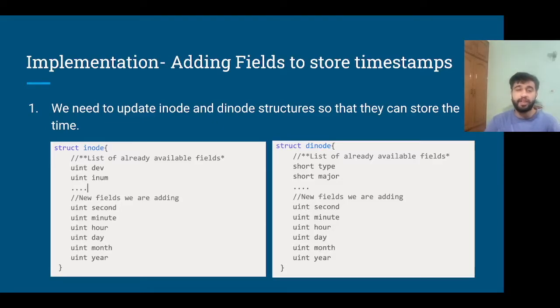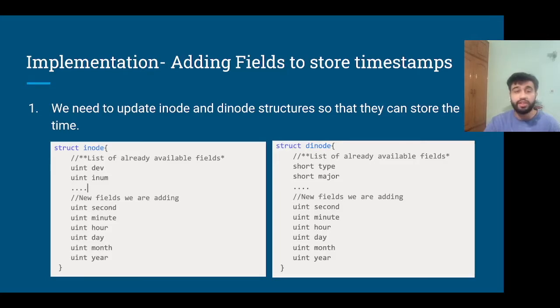As the first step of the implementation, we will be editing the inode and the dinode structures that are present in XV6. We have studied that every file has an indexing node called inode which contains the parameters of that file, and correspondingly the disk has an indexing structure called dinode which stores the content of the file. Currently in XV6 we do not have any parameters in these data structures to store the time.